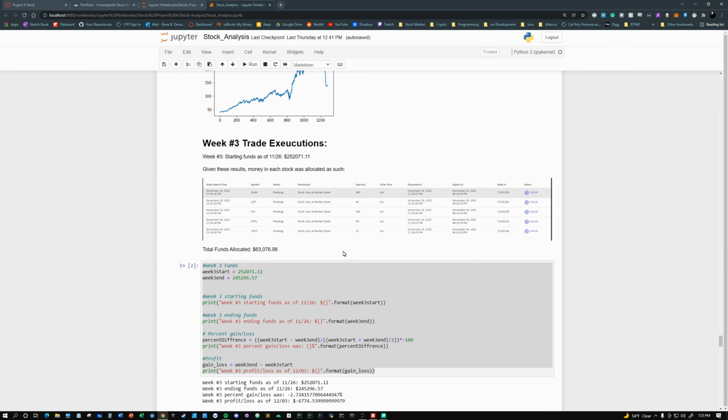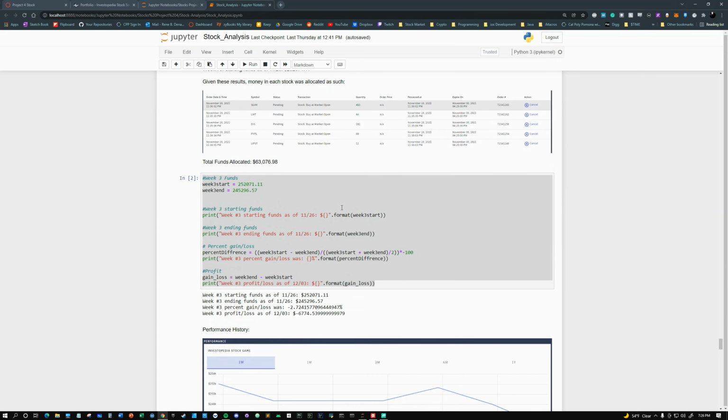Here are our trade executions, which again we allocate 25% of it. Here we allocate it into SLVM, LMT, Disney, PayPal, and UPST. So total funds allocated for week 3 was 63,076.